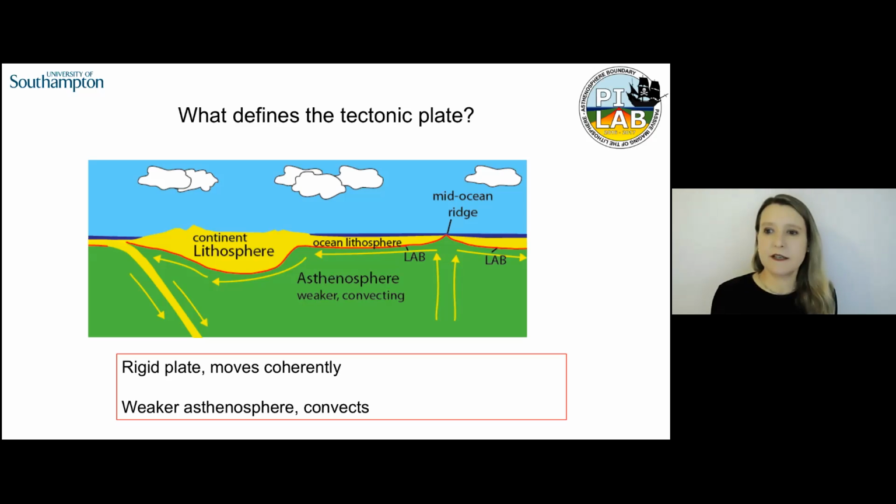So for instance, it affects our understanding of the driving forces of the plates. So if the LAB is quite gradual, you might expect that the layers are relatively coupled and that ridge push from below might play a larger role in driving the system. Whereas if the boundary is quite sharp, you might expect that the layers are relatively decoupled and that slab pull plays a larger role in driving the system.